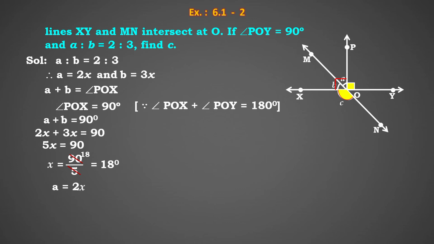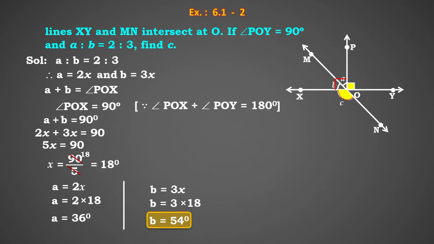So, a equal to 2x. So, a equal to 2 into 18 degree. That is 36 degree. b equal to 3x. So, b equal to 3 into 18 degree. That is 54 degree.